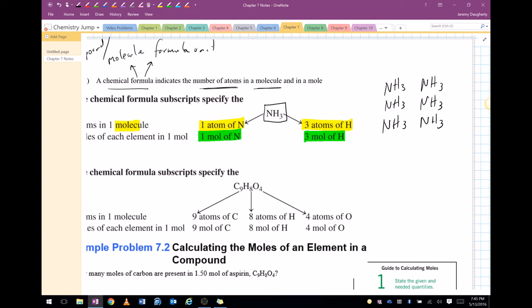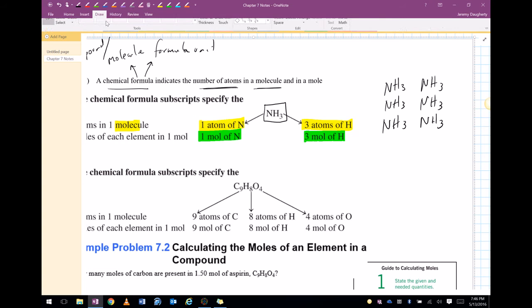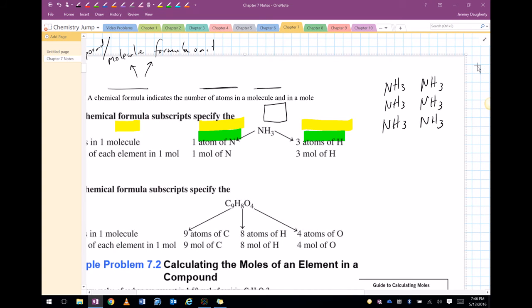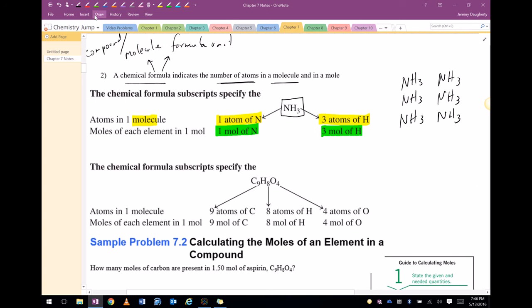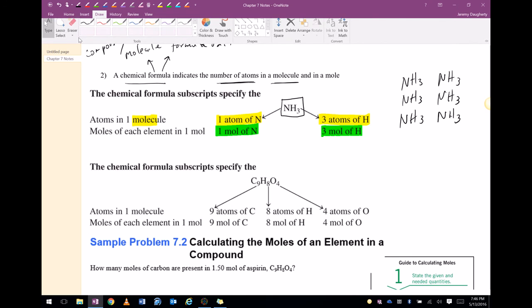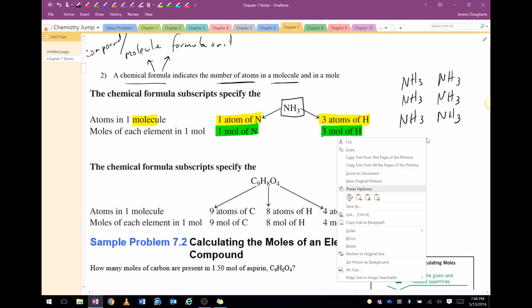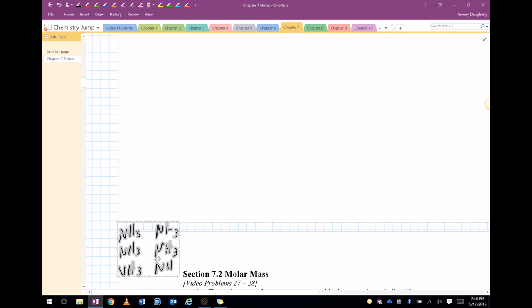Let's do this the easy way. Ooh, that's not what I want. Control Z. It's not letting me do it. There we go. Copy, paste. The amount of time it took me to do that. Sorry, technical problems. You know what? Screw it.